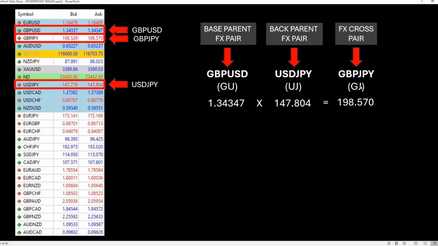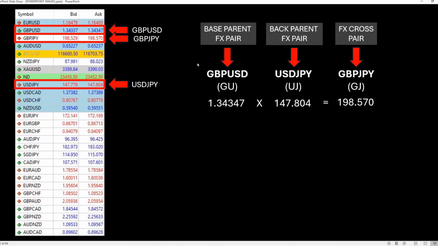Let's see whether this is true. If you multiply these two together, the product of this and this, you get 198.57. If you look at GJ here, or pound yen, yes, it's 198.57. So we learned something. There is some kind of underlying mathematical relationship going on here.